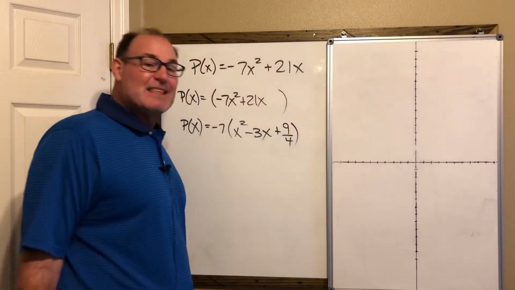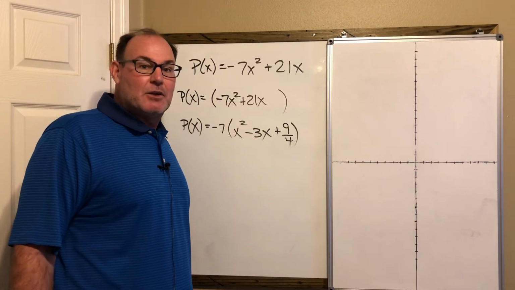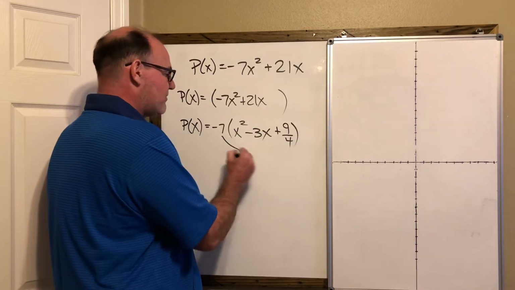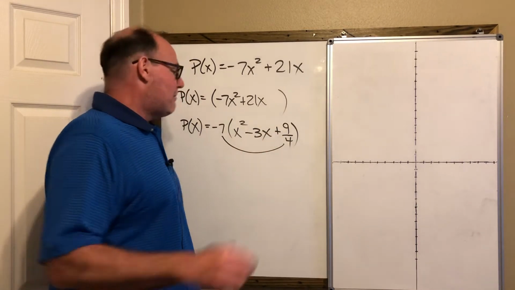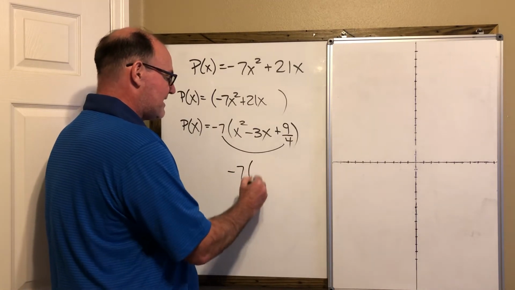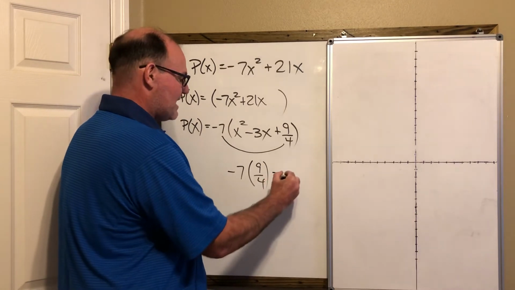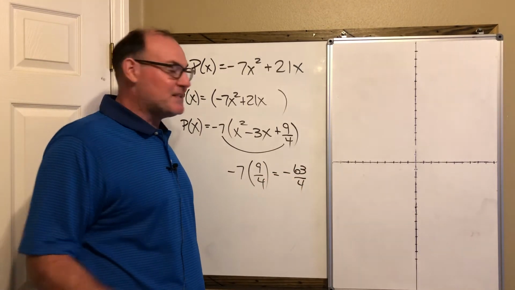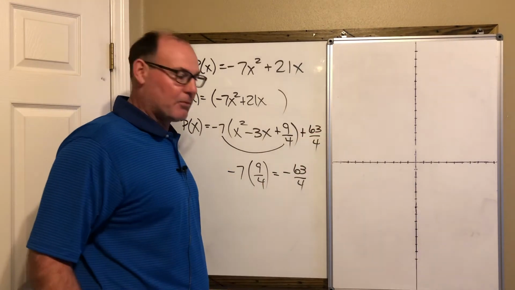Now, the next thing, because of the fraction, again, a little bit nerve-wracking, is I have to keep the function in balance. So how I've really changed the function, I know I've added 9/4 in the parentheses, but what I've really done is -7 times 9/4 by the distributive property. So that is -63/4. So in order to compensate for that, I'm going to add 63/4 outside the parentheses.